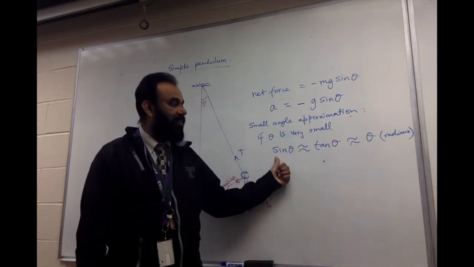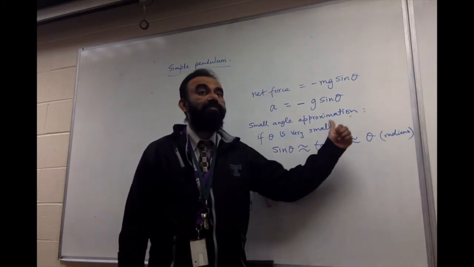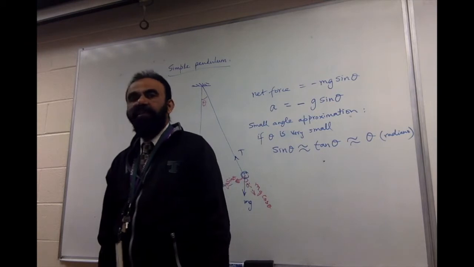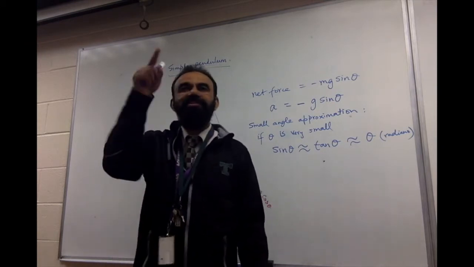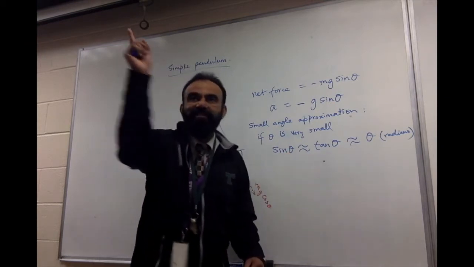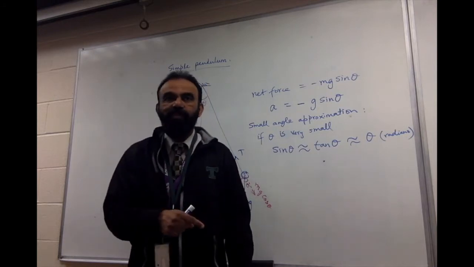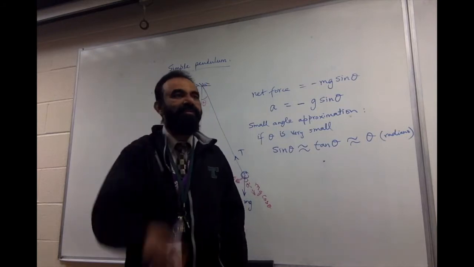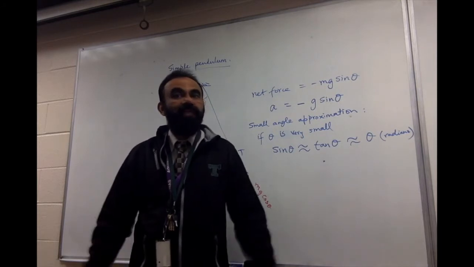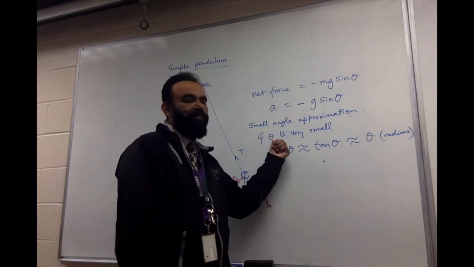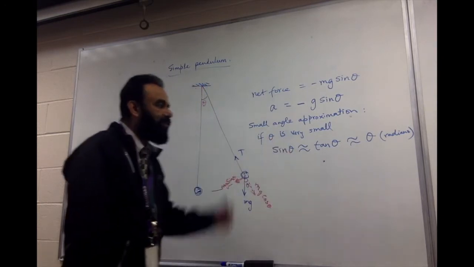So sine theta is approximately equal to tan theta, which is equal to theta in radians. This is called small angle approximation. Sometimes when you know that the angle is small, you can just cancel sine theta with tan theta. You can knock that out from the equation. You get a good answer even after cancelling sine theta and tan theta, only when the angle is small. So that's called small angle approximation.